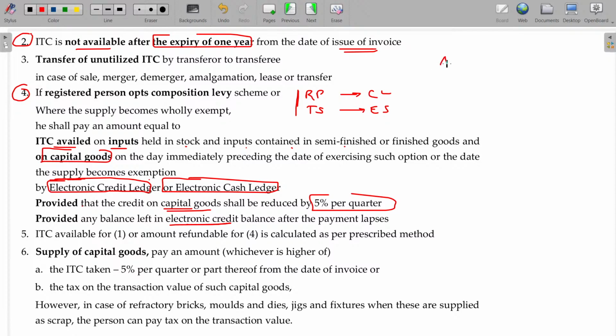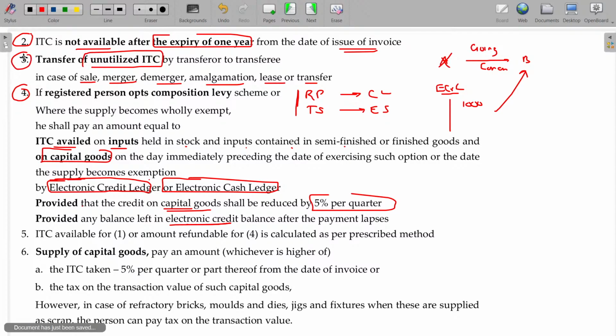And A, B: A closed and A merged with B as a going concern. What happens in this case, sir? In the electronic credit ledger of A, already there is a balance of ₹1000. Then this will now be transferable directly to B's electronic credit ledger. They can enjoy. In case of sale, merger, demerger, amalgamation, lease or transfer of unutilized ITC by the transferor to the transferee, third point. Okay. The amount refundable, all these things are calculated as per the prescribed method.